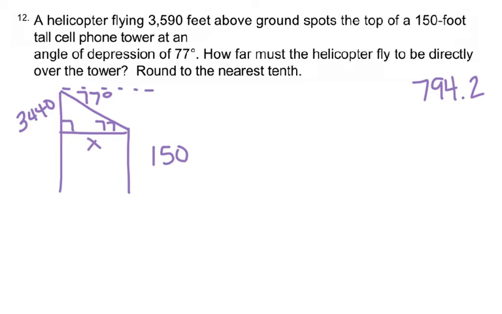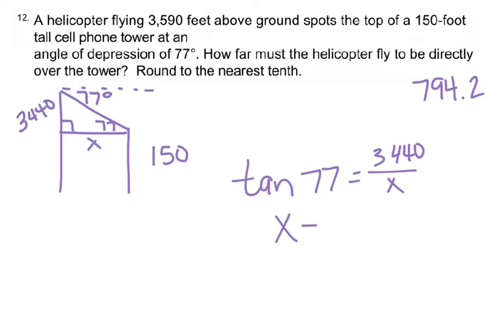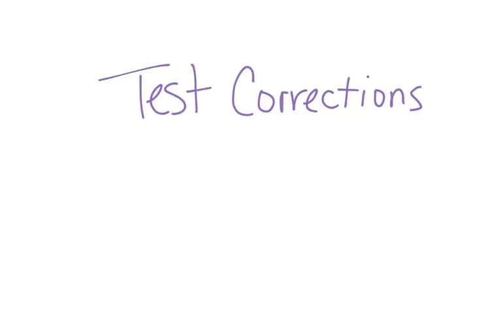And number 12, I think, is the hardest. Just drawing the picture. You're going to use tan again. So tan 77 equals 3,440 over x. Multiply both sides by x. Divide by tan 77. X is equal to 794.2. If you need further explanation, let me know.